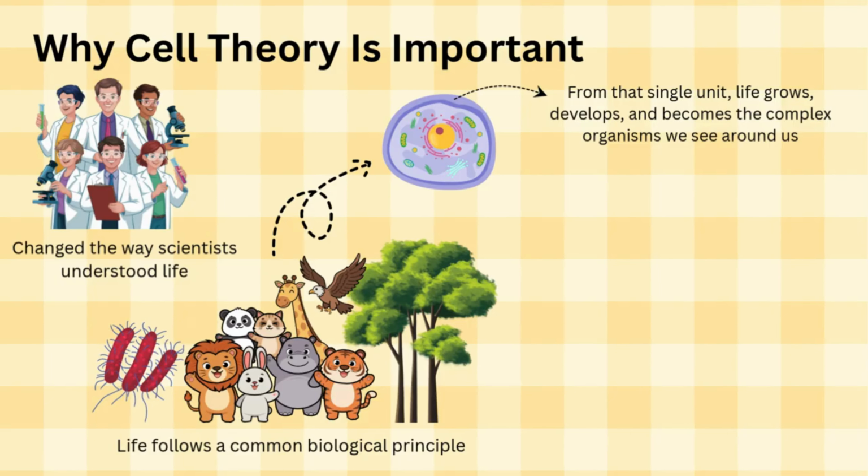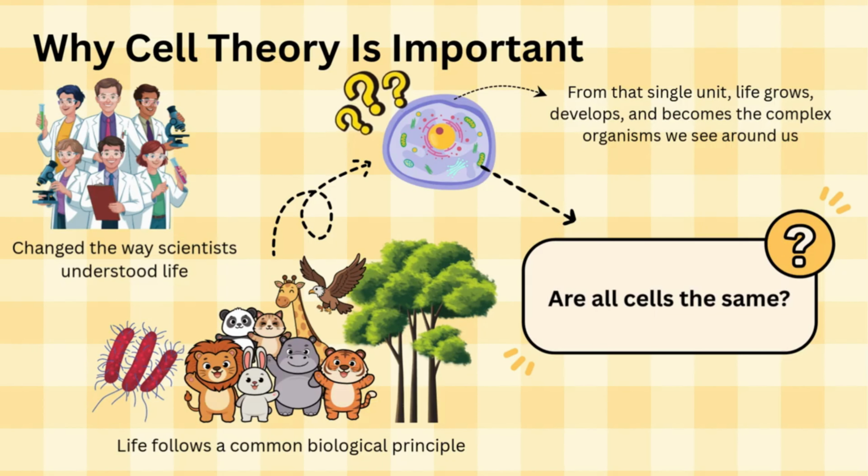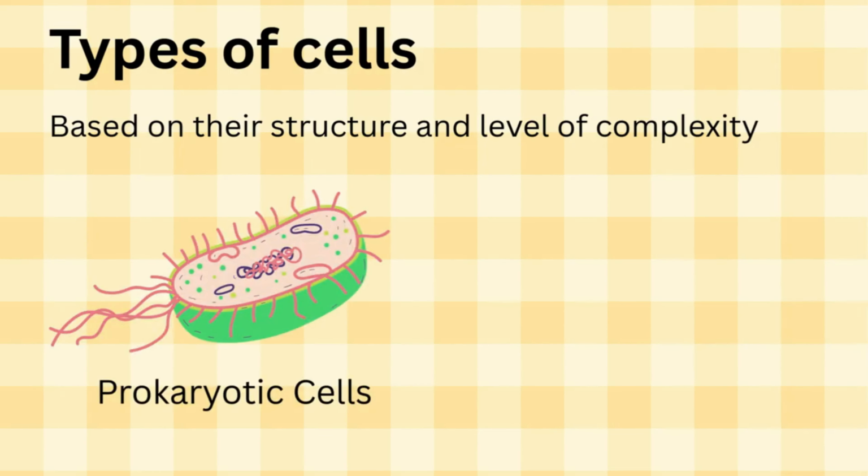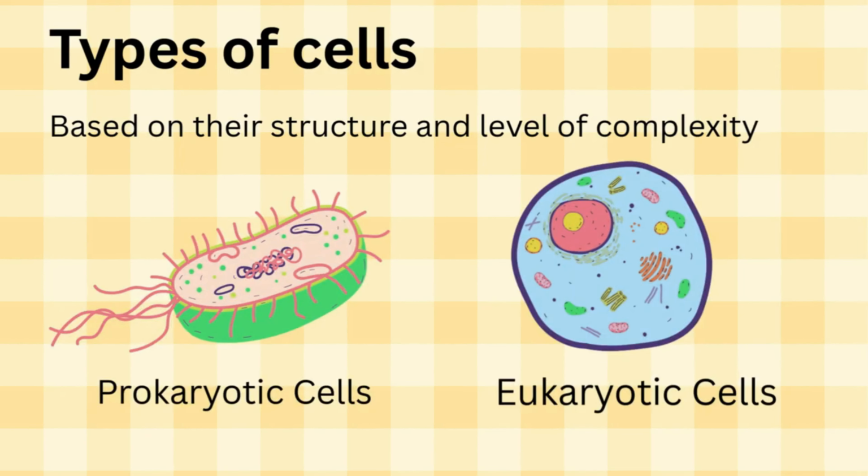But if all living things are made of cells, another important question arises. Are all cells the same? The answer is no. Based on their structure and level of complexity, cells are classified into two major categories. First, prokaryotic cells, and second, eukaryotic cells. This classification helps scientists understand how different organisms are organized at the cellular level.